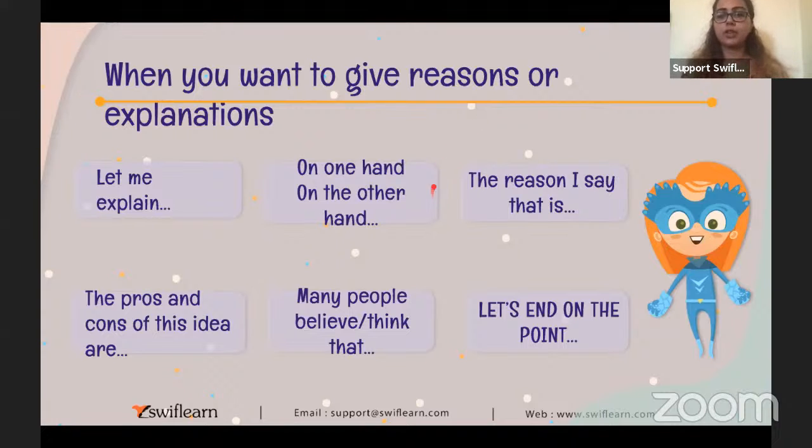The next way you could give a reason is, the reason I say that is. Then you're just directly telling them that this is my reason. I want to state these points. As simple as that.